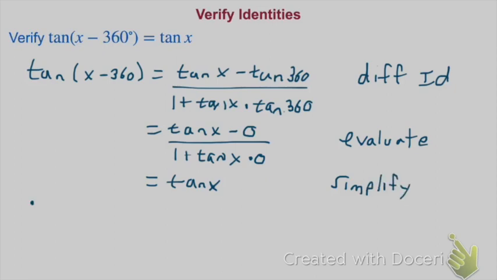So then, therefore, the tangent of x minus 360 equals the tangent of x. And we have just shown that this is true. All right, that's verifying identities. Make sure whenever it says to verify, you write down every step you do, one step at a time, and what justification you have to do that step.